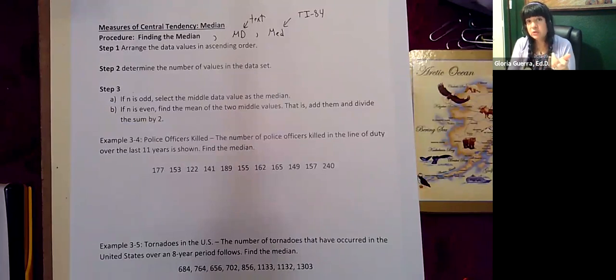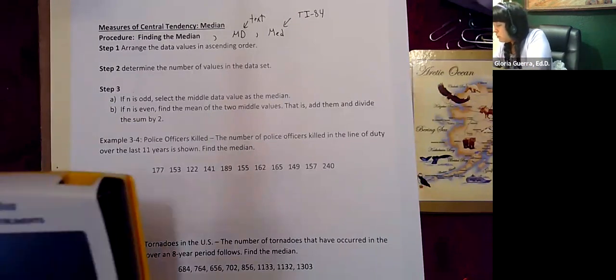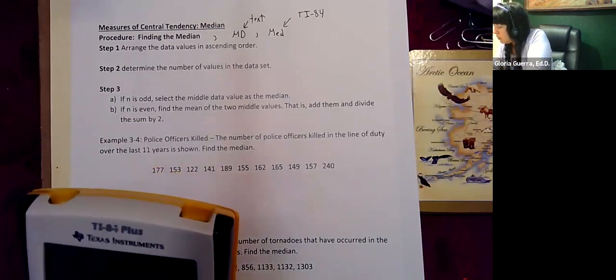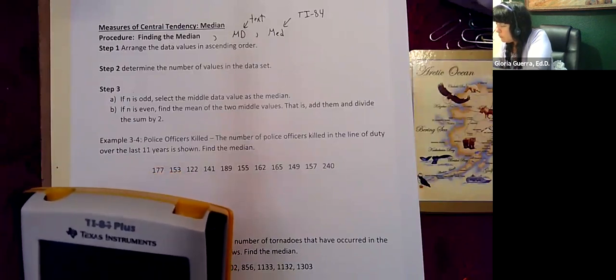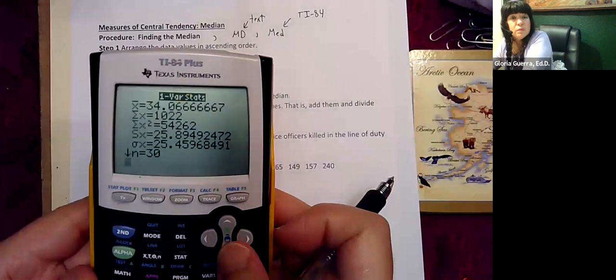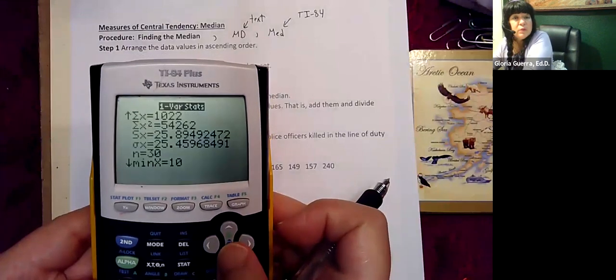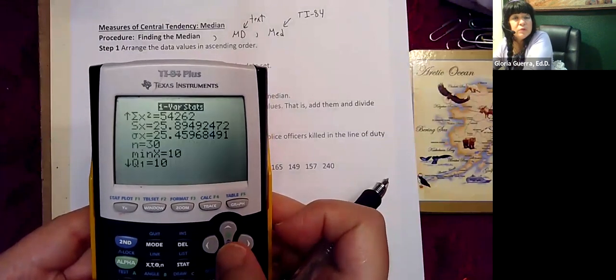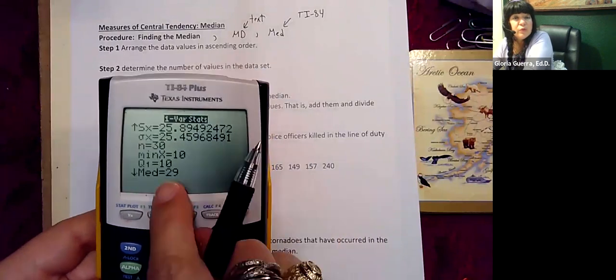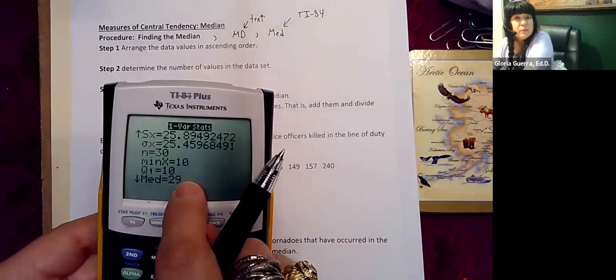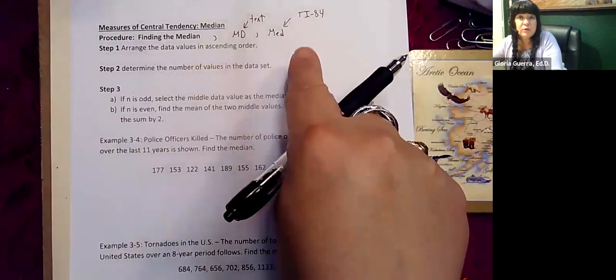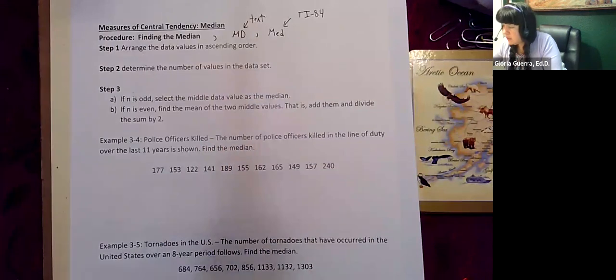Your textbook uses MD. Your calculator, let me see if I can show that on here. Let me scroll down. There's a min, there's quartiles, which we'll do later, I think in 3.4. But here, see MED? That's the median. So there is an abbreviation. They use MED on the calculator, but your textbook uses MD. So just be aware of that.